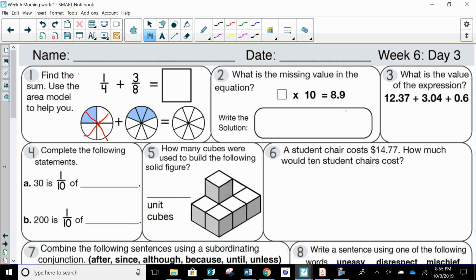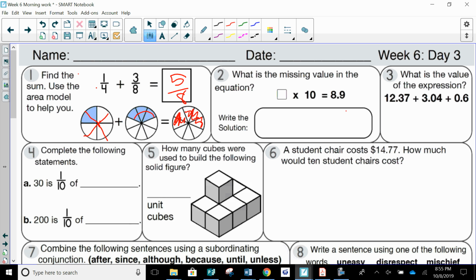Okay, so that each of them has 8. Well, I have 2 out of 8 shaded here. And then I have 3 more here. 1, 2, 3. So I have a total of 5 out of my 8 shaded.